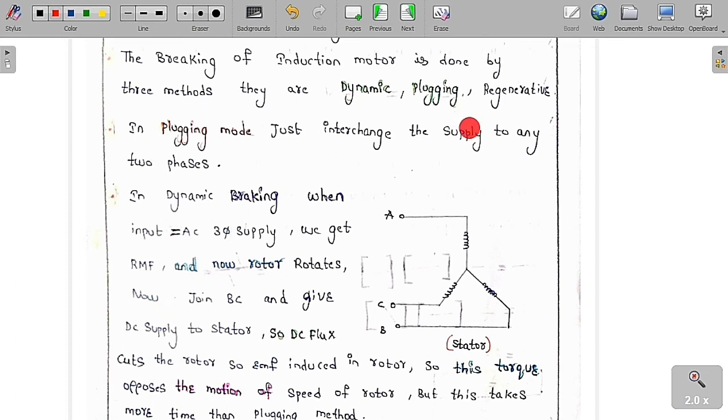The braking methods of the DC motors and the induction motors are the same, which are called the dynamic, plugging, and the regenerative. In plugging mode, just interchange the supply to any two phases.